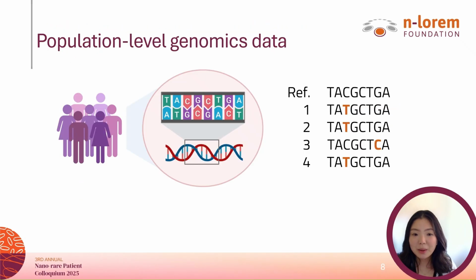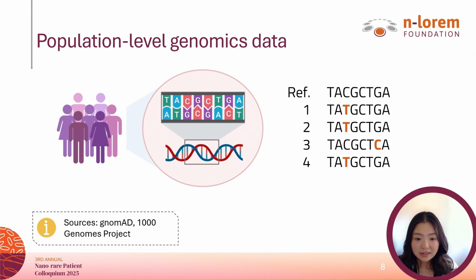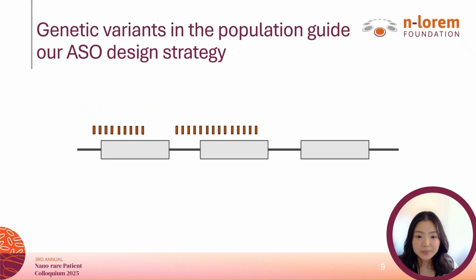We also use population-level genomics data. So this is in addition to the patient-specific genomics data that we'll ask for. We essentially want to also know what are the different genetic variants that have been identified in a larger cohort of people. So this could be globally or even in specific populations. And we're able to obtain this data from sources such as gnomAD.